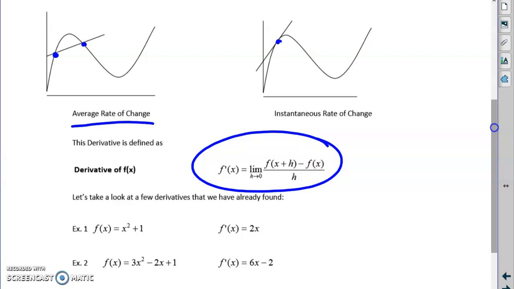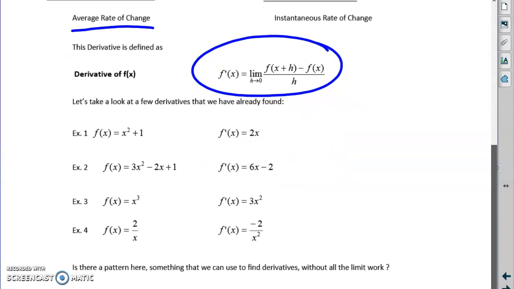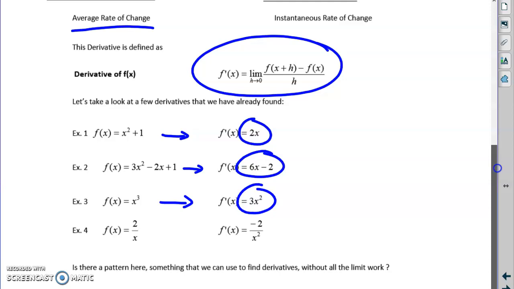Okay? Now, this is what we found. The derivative of that function was that function. The derivative of that function was that function. Derivative of that function is that function. This one we didn't get a chance to do. What is the pattern? I'll give you a couple seconds to think. You could pause this, you could turn this off, and you could see if you could figure it out. It's definitely a pattern that you can find.